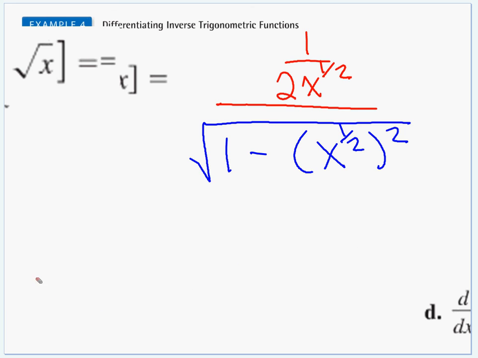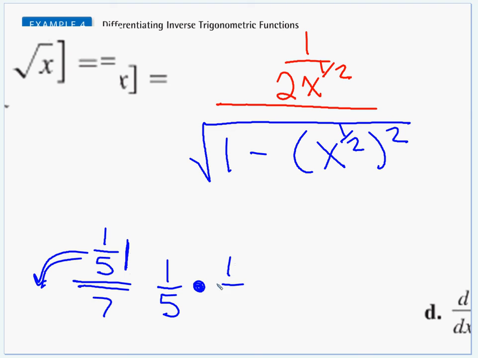And if that's confusing with letters in it, let's do it with numbers. What if I had 1/5 all over 7? Well, I could slide the 1/5 off. That would be 1/5 times, when the 1/5 slid off, there's a 1 holding that numerator's place, 1 over 7. And we could write that as 1/35.